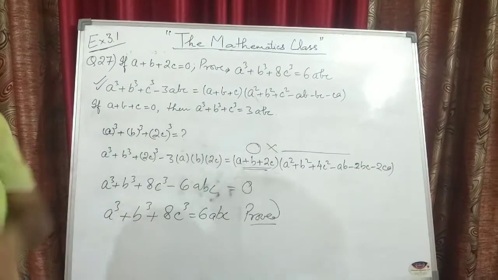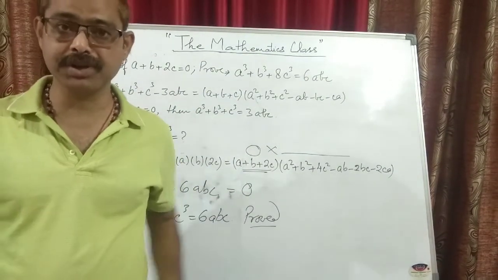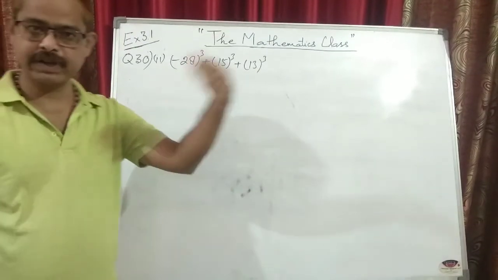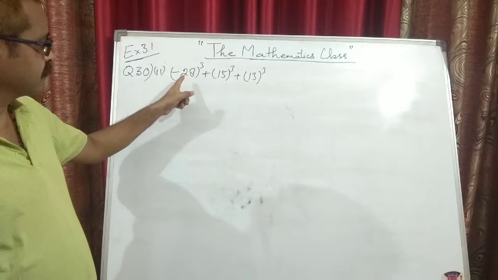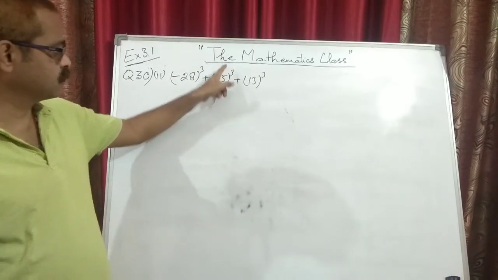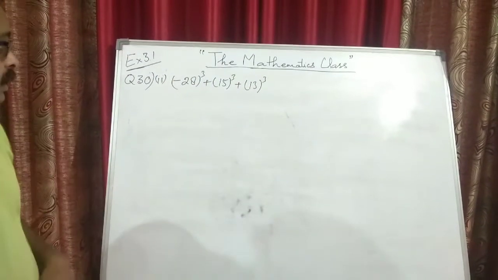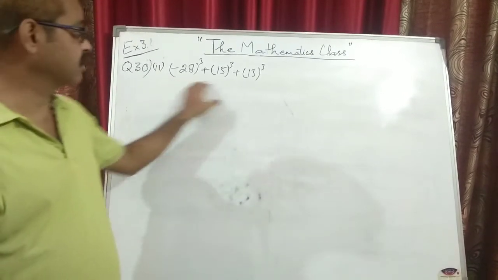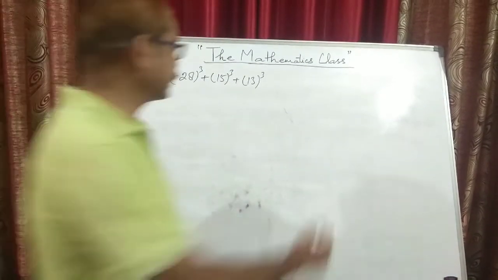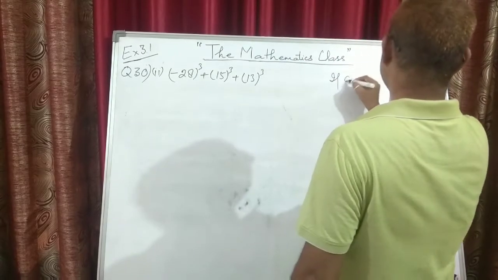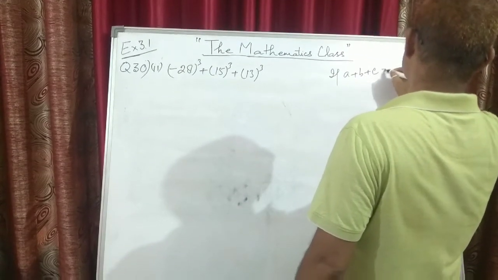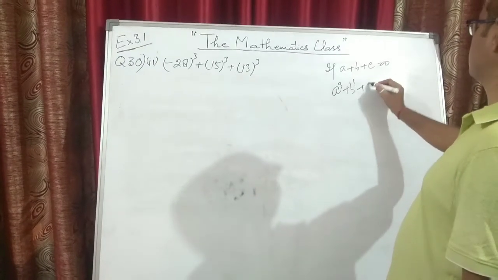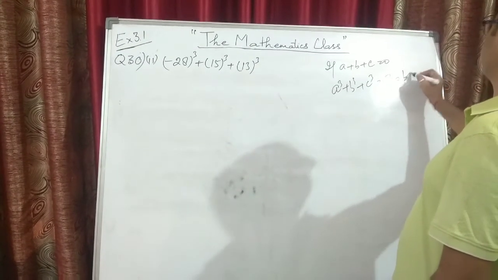That is your proof. Now we will move on to the 30th question. In this question, this is the application of the previous question we have just done. It is given in the form of a cube plus b cube plus c cube, and the question reads that without actual multiplication or actual calculation, find the value of this. So we know that if a plus b plus c is equal to 0, then a cube plus b cube plus c cube is equal to 3abc.